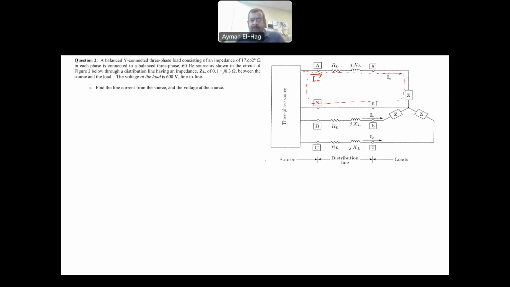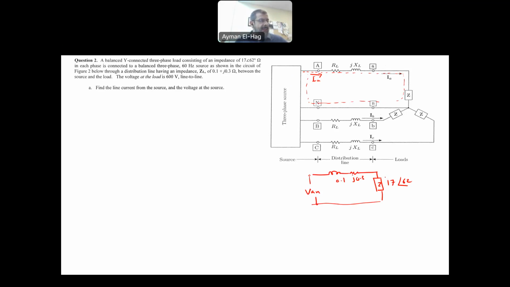So now this will be my new circuit. This will be my Z, and my Z is 17 angle of 62. I will have here the line impedance, which is 0.1, and this is j0.3, and this is what I call my VAN, the voltage at the source, the phase voltage at the source.